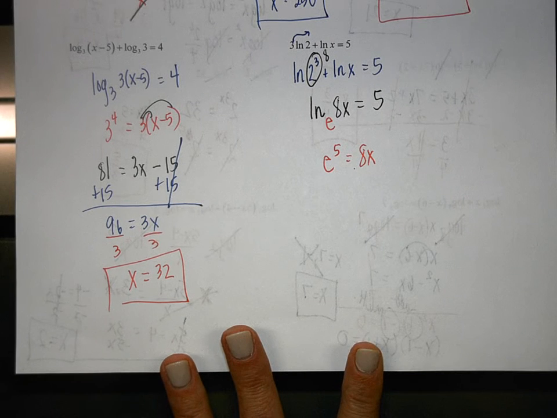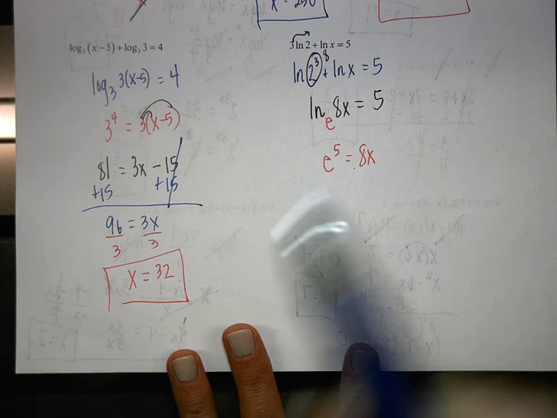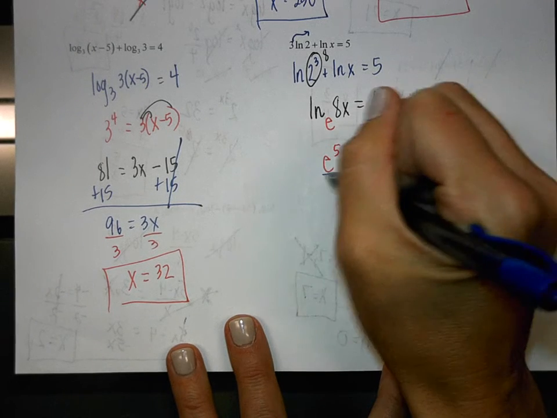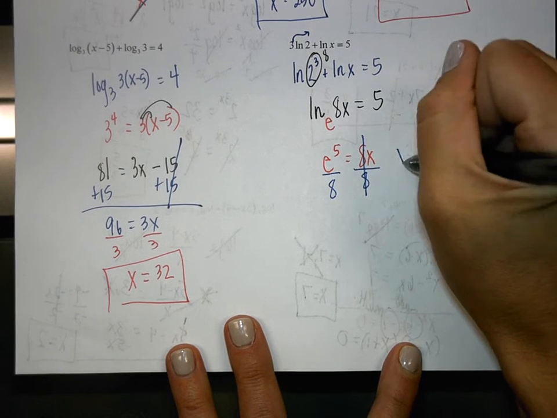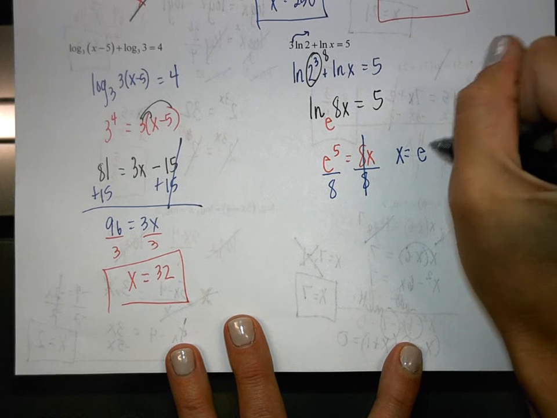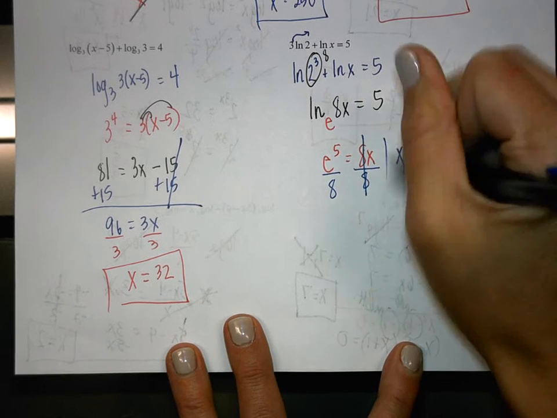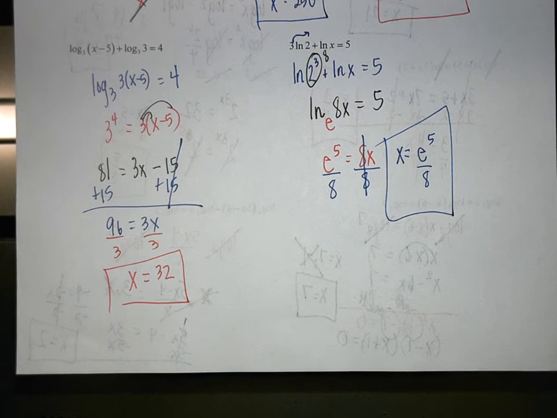No. So what's the last thing we would do? Very good. Divide by 8 is correct. And so that's your answer. We leave it in terms of E. X equals E to the 5th over 8. Any questions?